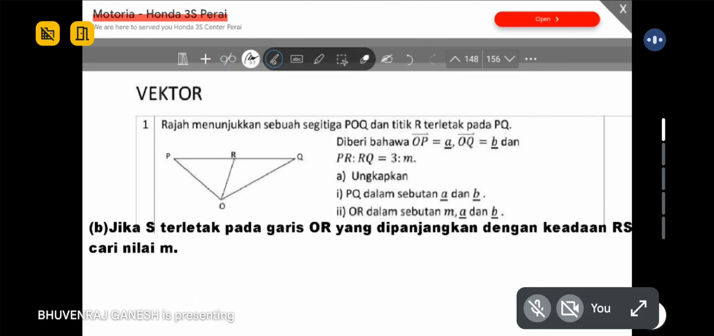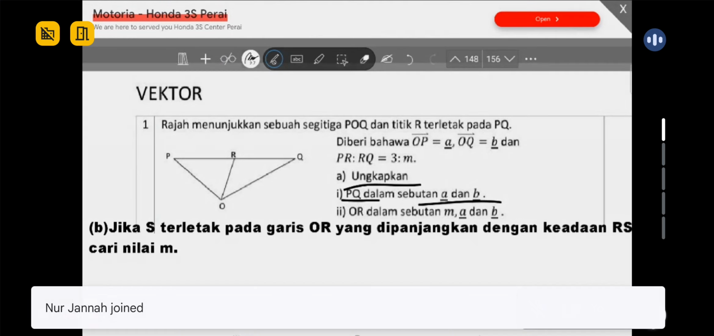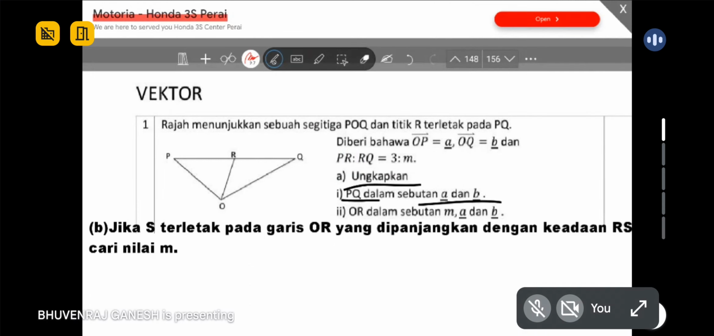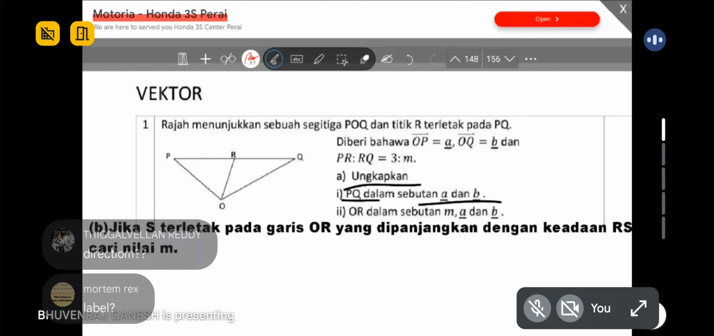So this is the first question. Okay, so the question is, you need to express PQ in terms of A and B. Ungkapkan PQ dalam sebutan A dan B. So very simple guys. Whenever you have a vector question, there is always one thing you must do first. Anyone know? What is the first step you must do for a vector question? Langkah pertama kamu. Bila nampak saja soalan vector, kena buat apa?